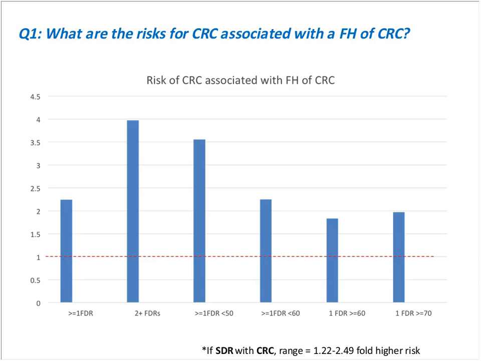And you'll see, starting from the left and moving to the right, having at least one first degree relative with colon cancer increases risk by a little over 2.25. The risk increases dramatically if you have more than 2 first degree relatives, or if you have a relative diagnosed under the age of 50. If one has a relative diagnosed with cancer under age 60, it's a little bit over 2, and slightly under 2 if you have a relative that's 60 or older or 70 or older.